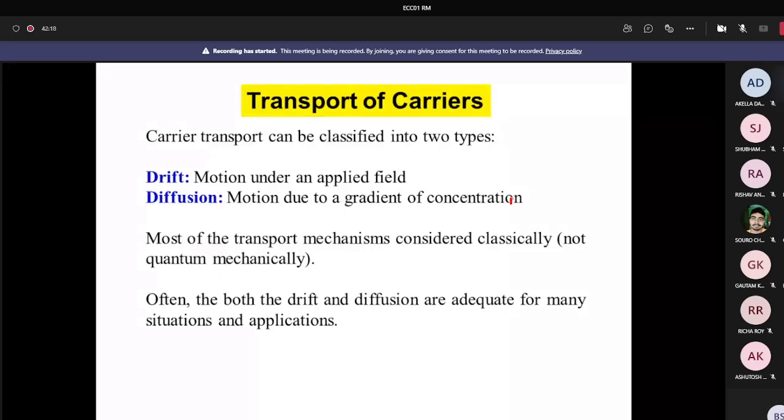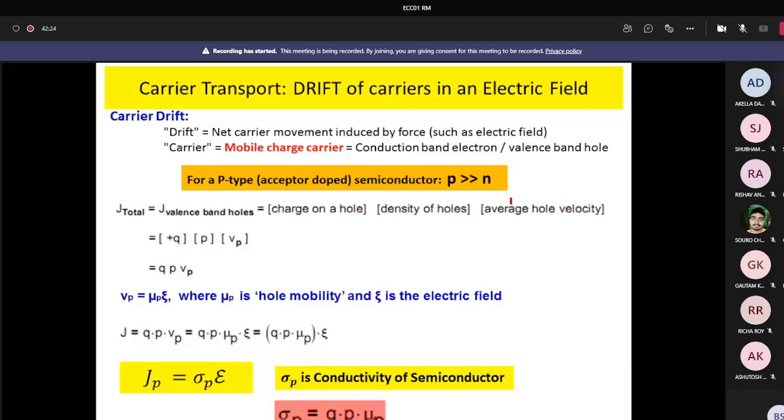So these two we will discuss at a basic level. First, let's discuss carrier drift, the drift of carriers in an electric field. Suppose I am considering a p-type semiconductor. This is particularly the mobile charge carrier, as we are talking about mobile charge carriers.